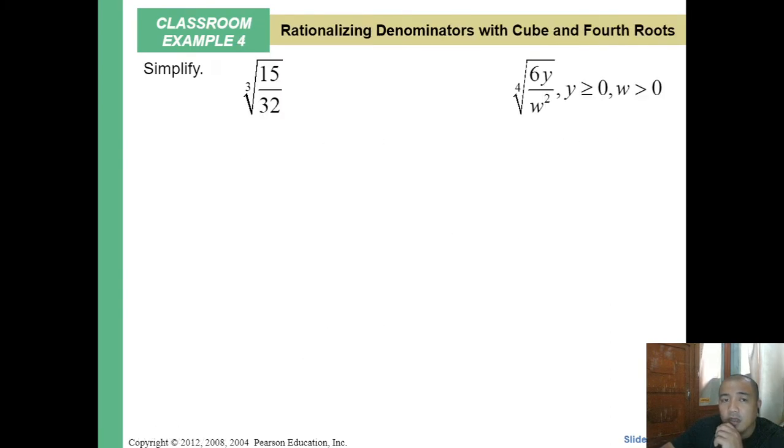Okay. Next, what about this? Cube root of 15 over 32. Right? Cube root of 15 over cube root of 32.